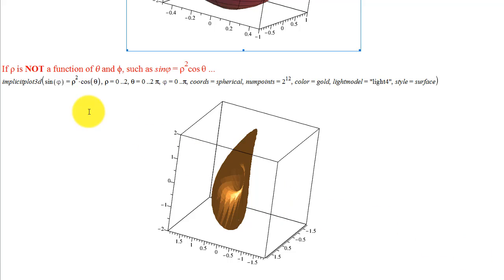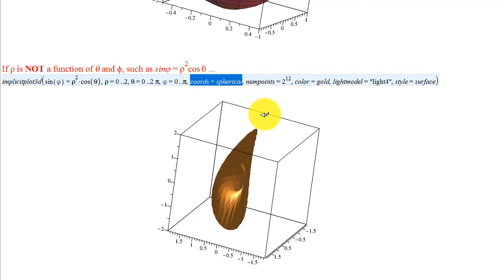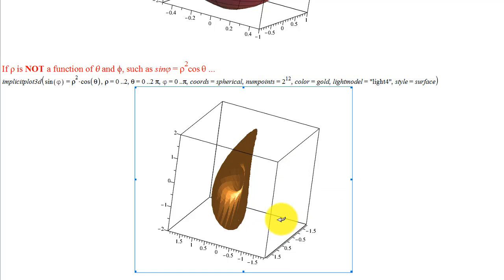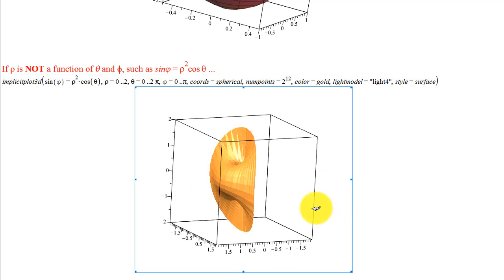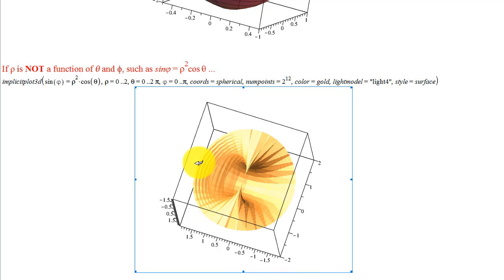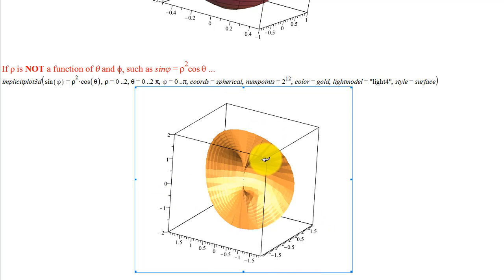If, however, we don't have rho as a function of theta and phi, such as the one I've got here, then we have to use implicitplot3d. We still have to do the specification coords equals spherical. And we get a nice 3D graph that we can twist and turn and help us visualize.